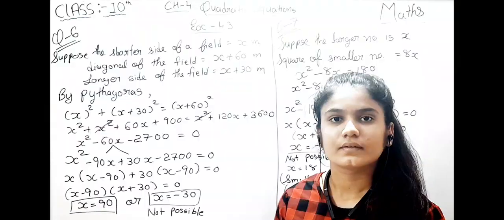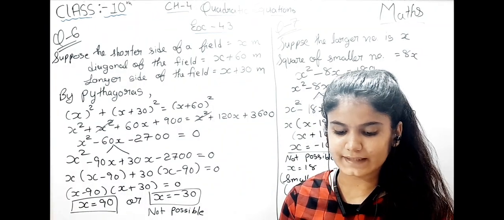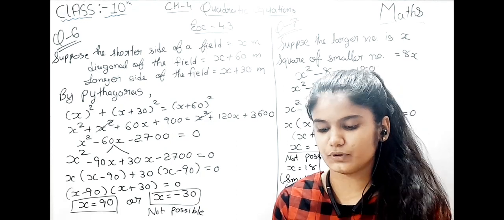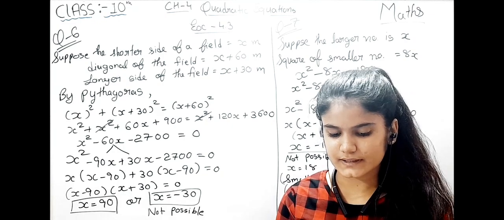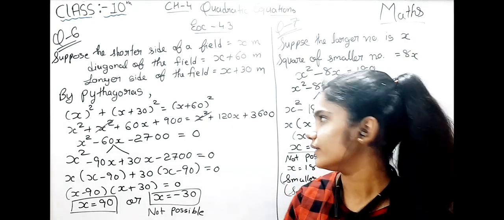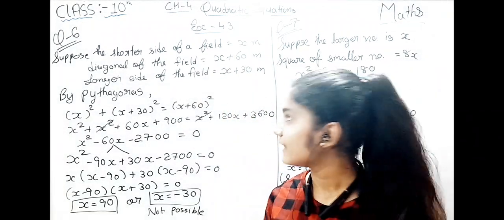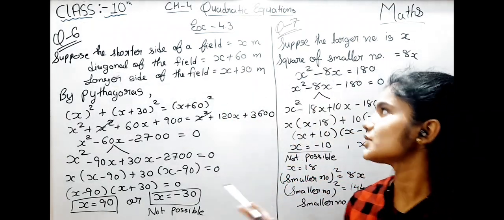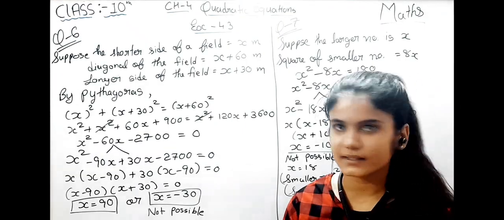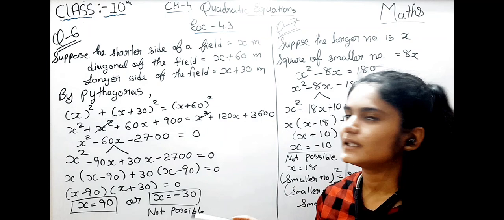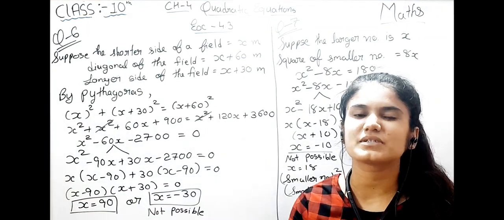In number 6, it is given that the diagonal of a rectangular field is 60 meters more than the shorter side. If the longer side is 30 meters more than the shorter side, find the sides of the field. Suppose the shorter side of the field is x meter. Then the diagonal of the field is equal to x plus 60 meter and the longer side will be x plus 30 meter. By Pythagoras theorem, a rectangle, when we divide it by the diagonal, forms a right angle triangle.